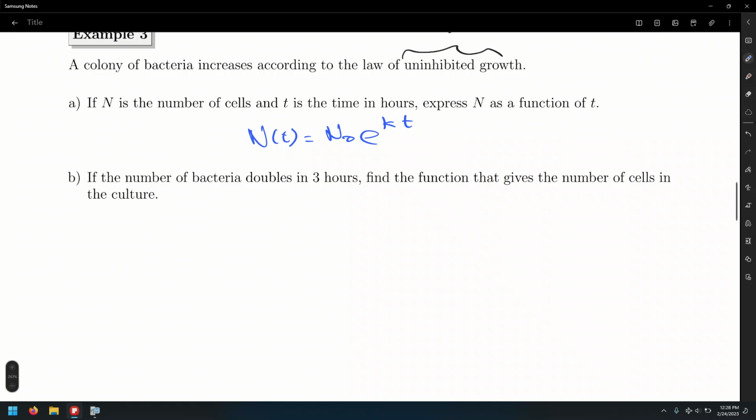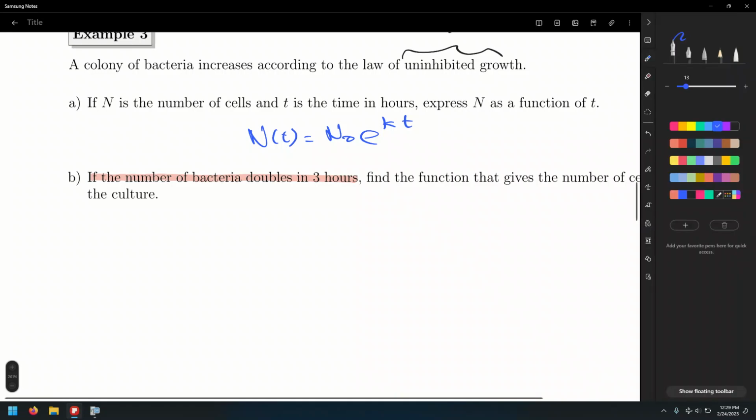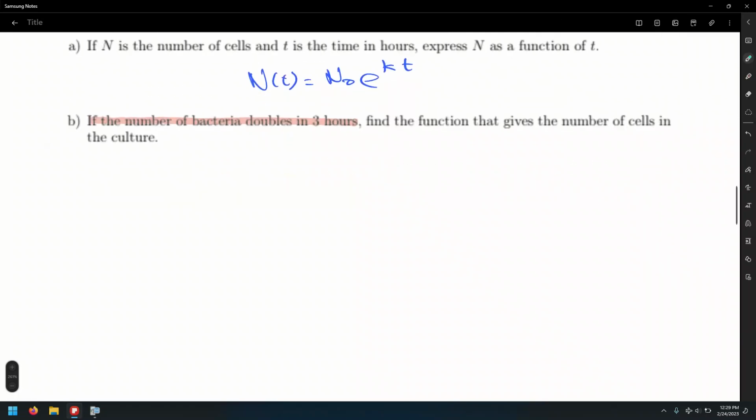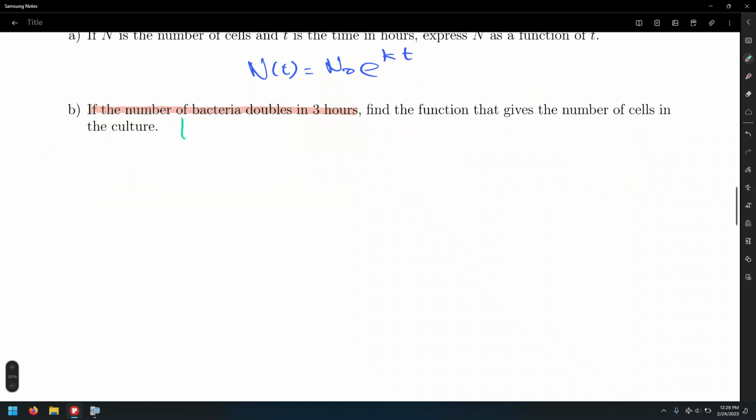So number one, letter B. If the number of bacteria doubles in 3 hours, okay, let's highlight this. If the number of bacteria doubles in 3 hours, find the function that gives the number of cells in the culture. All right. What does that mean? This is a little cryptic, but let's write all the implications this sentence is actually giving us. So number one, this is telling us something about t equals 3, after 3 hours.